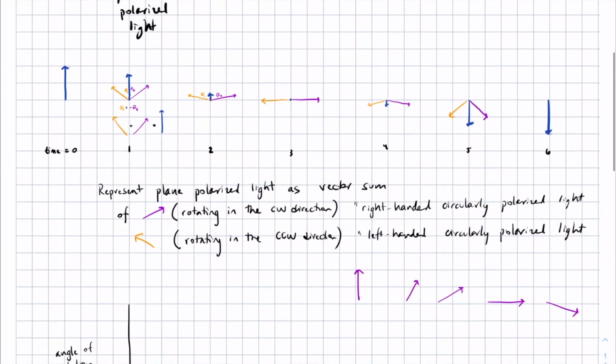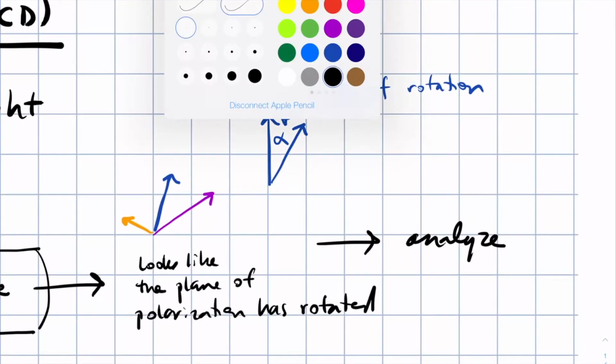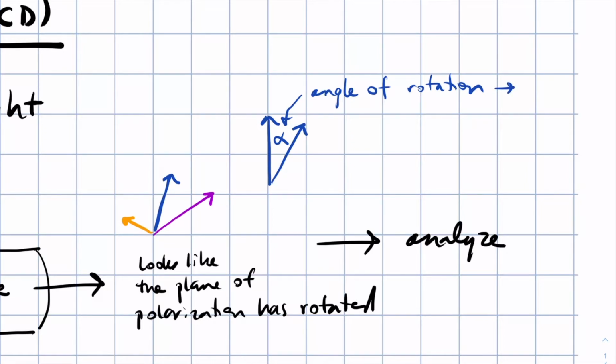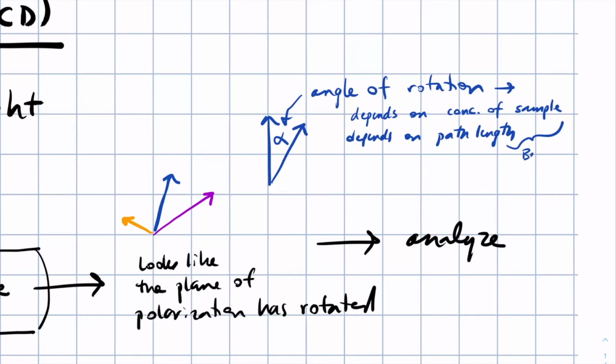Now, it turns out that this angle of rotation depends on the concentration of the sample. It also depends on the path length, that is, the distance in the sample through which you made that light pass. It's kind of a Beer's law relationship. And then also depends on the number of residues in a protein.